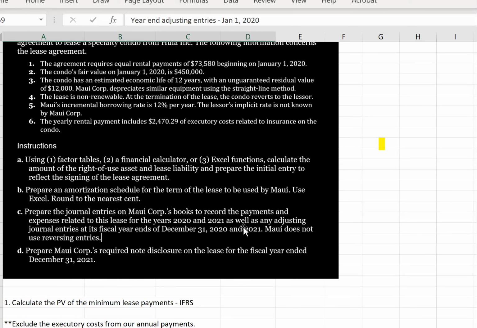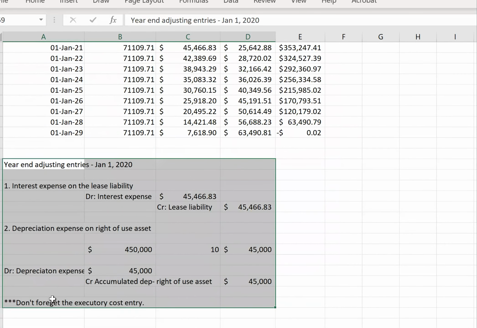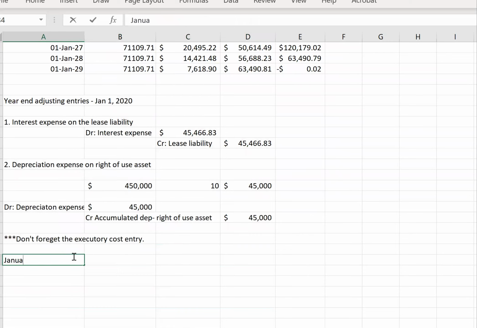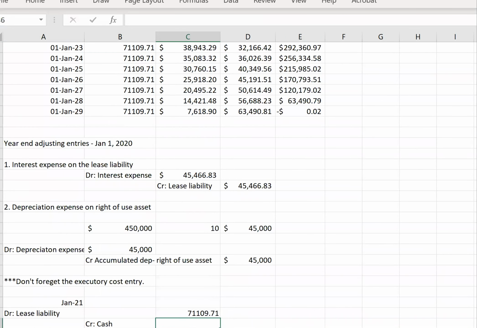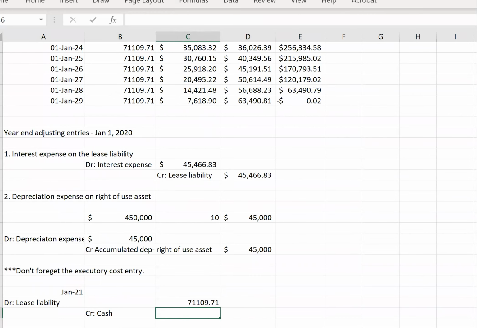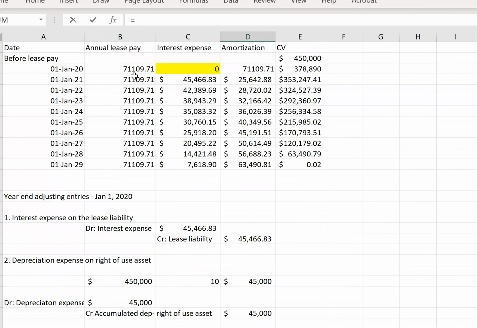So let me just see what we had up here. We're asked to create the journal entries to record the payments and expenses for the years 2020 and 2021. So we need to record, on January 2021, we're going to record the lease payment. So we're going to record debit lease liability and credit cash. And this is going to be debit lease liability of the entire lease payment here, 71,109, because this is the payment.